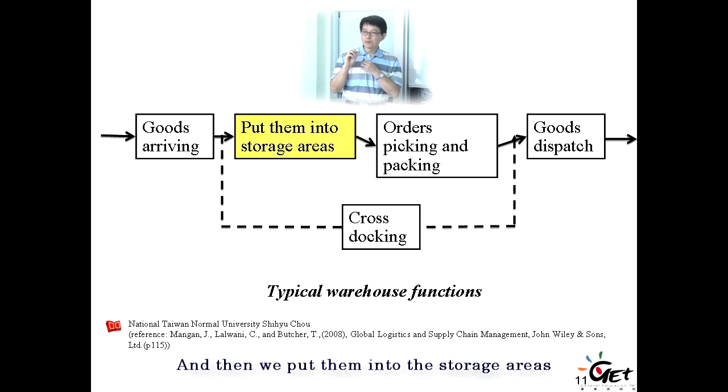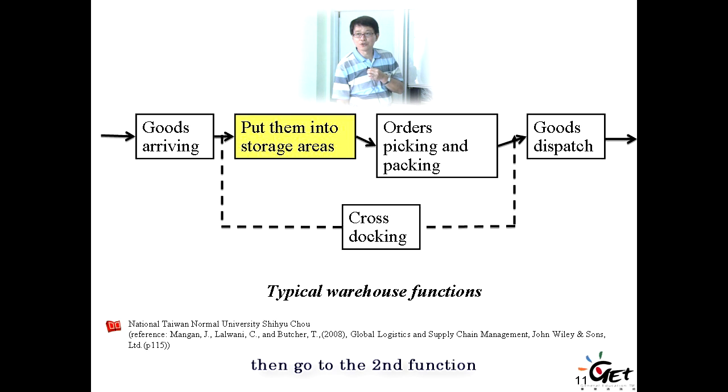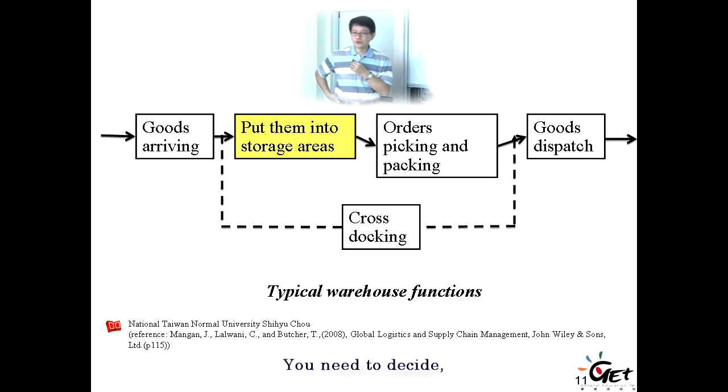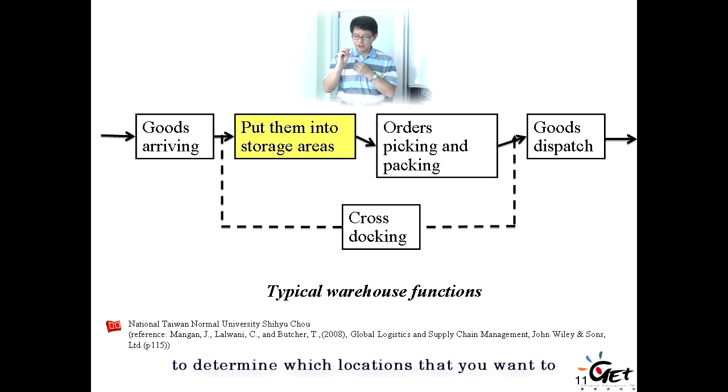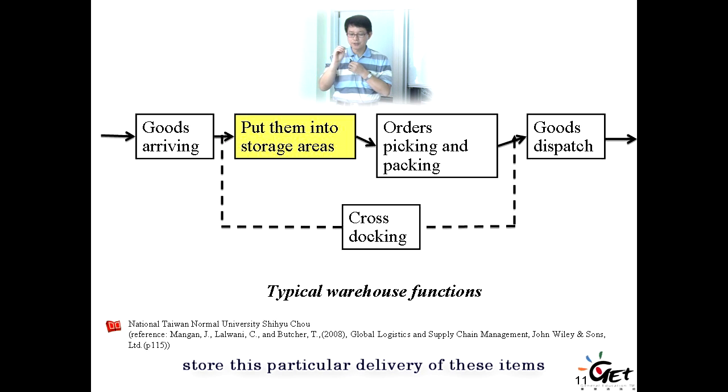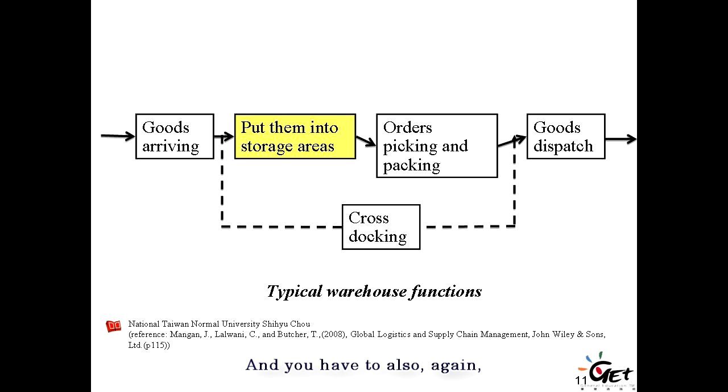And then we put them into the storage areas, then go to the second function, right? Then you need to determine which locations you want to store this particular delivery or these items, okay? And you also have to record the information about where these items are stored, which locations in the warehouse, okay?